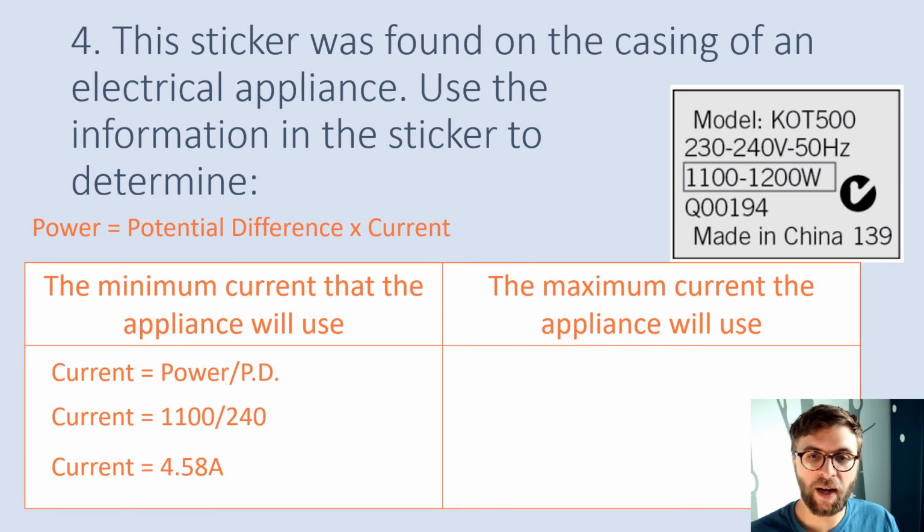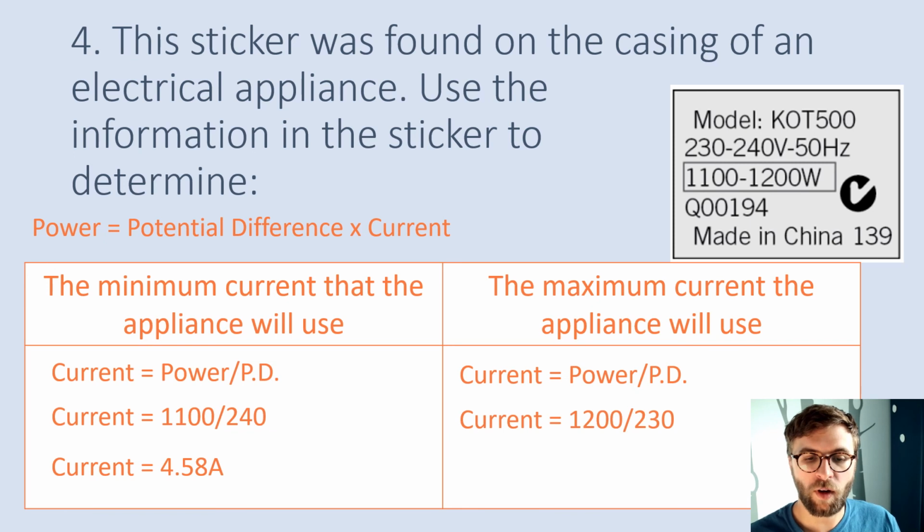When we're looking at the maximum current, we want to do the opposite. We want the largest power that we can get, the biggest number, divided by the smallest possible potential difference. So we're going to use the opposite end of the scale for this one. So we're going to use the power of 1,200 watts and the lowest potential difference of 230, and dividing those gives us a current of 5.22 amps, again to 3 significant figures.